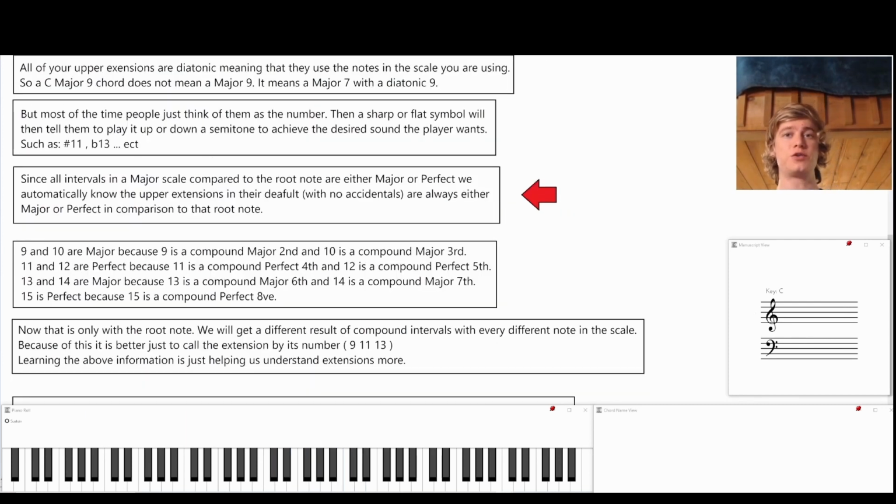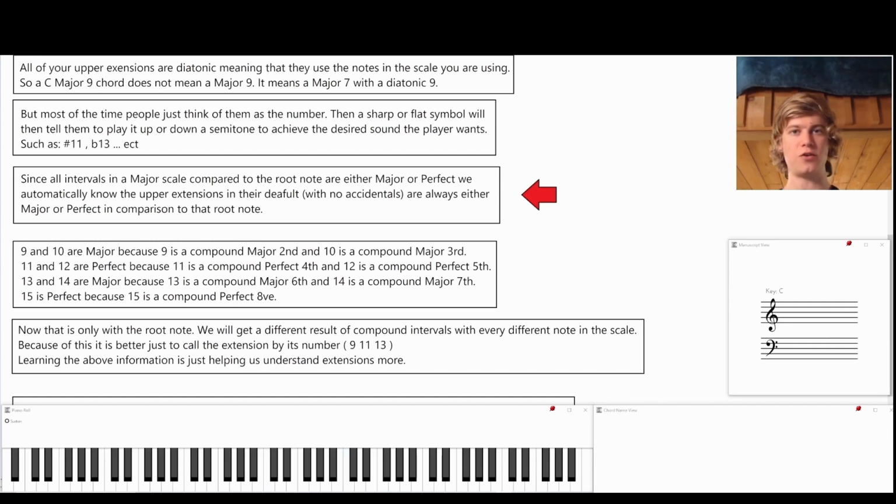Okay, so since all intervals in a major scale compared to the root note are either major or perfect, we automatically know that the upper extensions in their default form with no accidentals are always either major or perfect when you're comparing them to that root note. Okay, so I'm looking at this root note in the C major scale, so I'm looking at C, and I'm going to build all the intervals made of all the notes in the scale, and you're going to see something. And that is that I have a major second, a major third, a perfect fourth, a perfect fifth, a major sixth, a major seventh, and a perfect octave. So as you can see, starting from that root note, everything is either major or perfect.